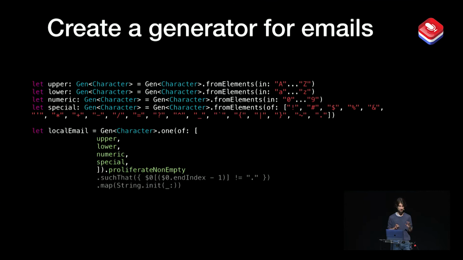We don't want an empty local part of the email address. So we say to keep only the non-empty values. We also add a condition because it cannot end with a dot. That's in the RFC. And finally, we map the array of characters to a string in order to get a type that is easier to manipulate in Swift.